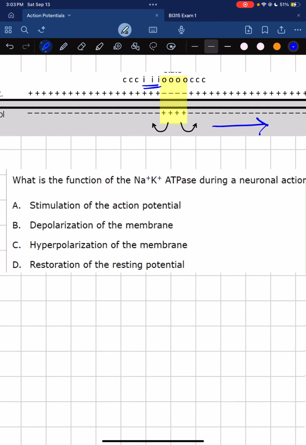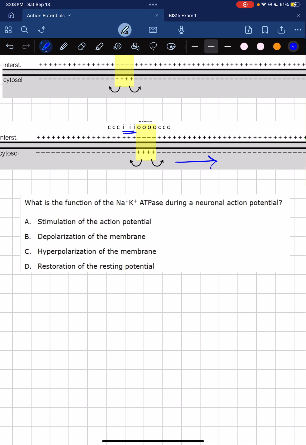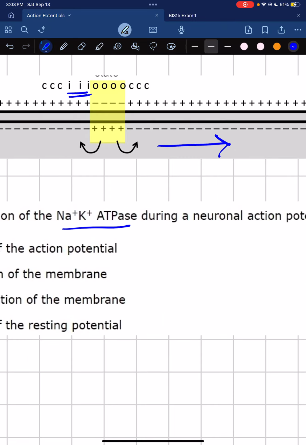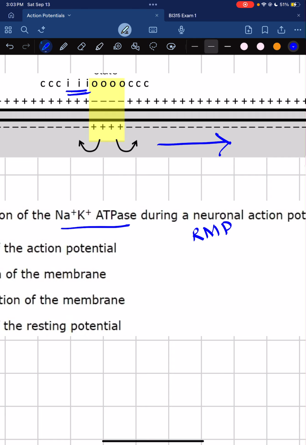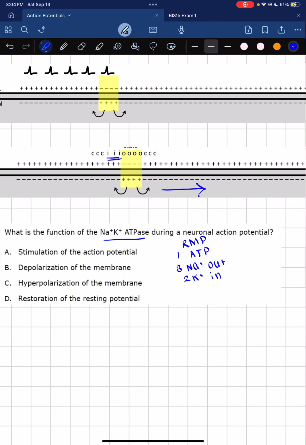Now let's walk through a question. This was actually a double AMC question that was on full length 1. Now let's walk through it. What is the function of the sodium-potassium ATPase during a neuronal action potential? So we have covered this in detail. We know that it maintains the resting membrane potential. We know that it uses 1 ATP to pump 3 Na plus out and 2 K plus in. And that pretty much covers most of it.